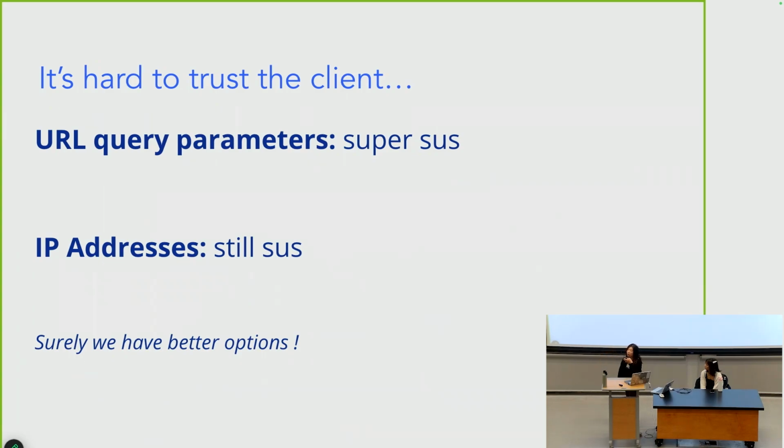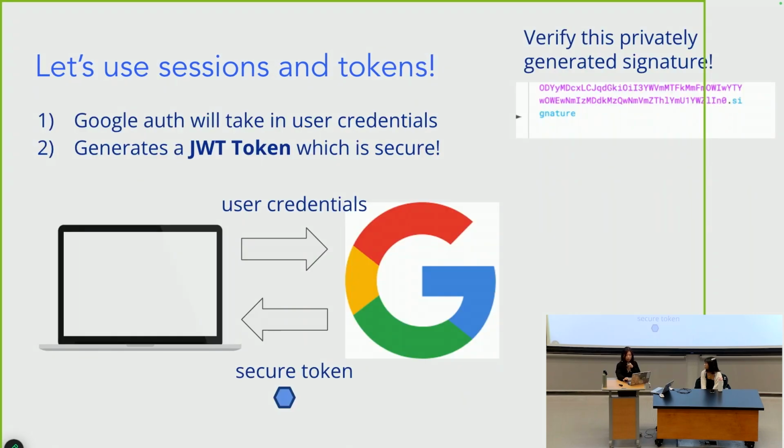We saw that it's really hard to trust the client. We can't trust things that the user is saying, because URL query parameters you can delete or change, and IP addresses you can spoof. So we need to use something a little more secure, so we're going to use sessions and tokens. Google Auth takes in the user's credentials, generates a secure token, and sends it back to the client. And this token is verified via the privately generated signature that we saw.